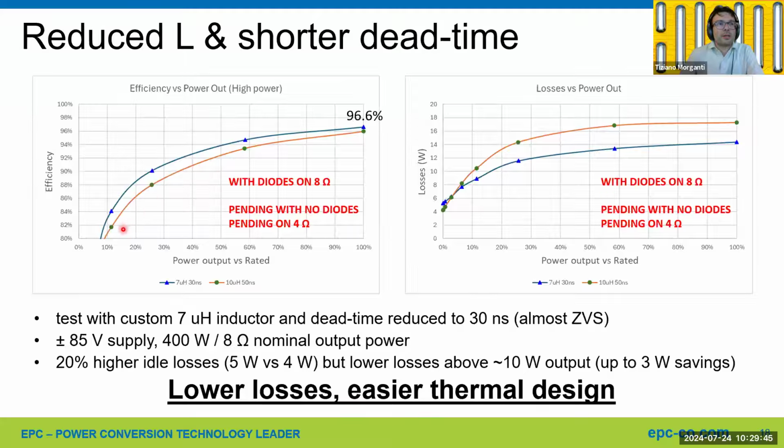What we could see is higher efficiency at medium to high output power. You can see we reached 96.6% efficiency at rated output power. You can see also from the losses, we have about 1 watt more of idle losses, so 5 watts against 4 watts. But starting from about 10 watt output power and up, we can save a significant amount of losses. Especially at high power, we get a saving of about 3 watts in the losses. So this can make the thermal design of the heatsink easier.